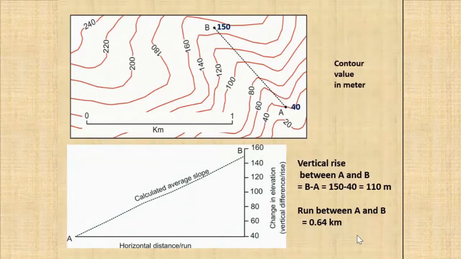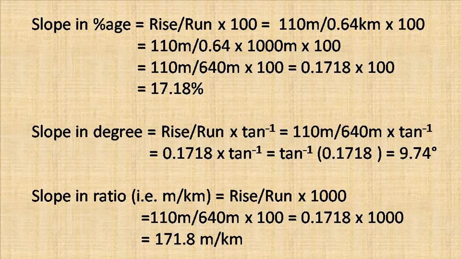So with the help of this horizontal scale, we measured the distance between A and B is 0.64 kilometer. So now we have the value of rise, that is 110 meter, and the value of run, that is 0.64 kilometer. So with the help of these values, we can calculate the slope. The slope in percentage can be calculated as rise divided by run multiplied by 100. So now we know that the rise is 110 meter and run is 0.64 kilometer, then multiply by 100.